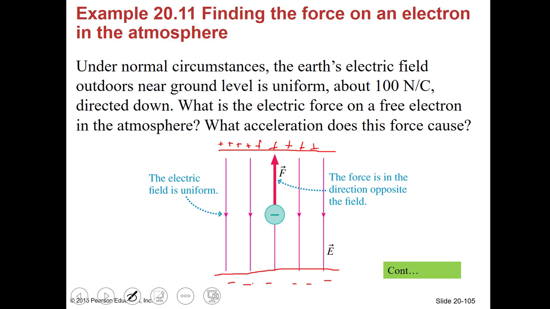We know the strength of it's 100. What is the electric force on a free electron in the atmosphere? What acceleration does it cause? Okay, so the electric field is given. They tell us it's an electron, so we know the charge of an electron, negative 1.6 times 10 to the minus 19th coulombs. So we know the electric field, we know the charge. Because it's an electron, we could figure out the force, and then from Newton's second law, we could figure out the acceleration.